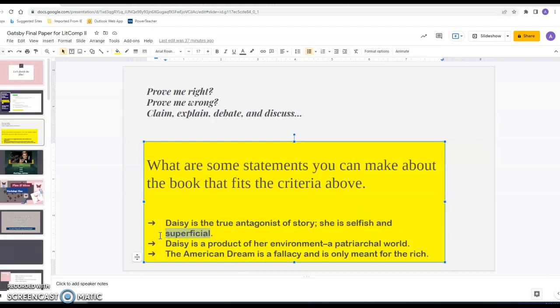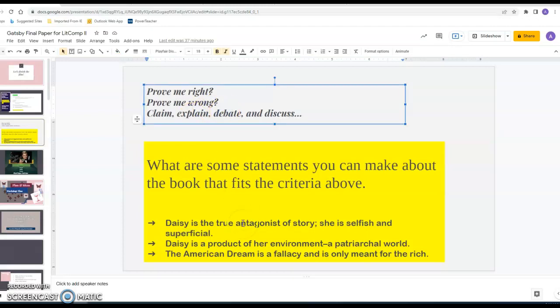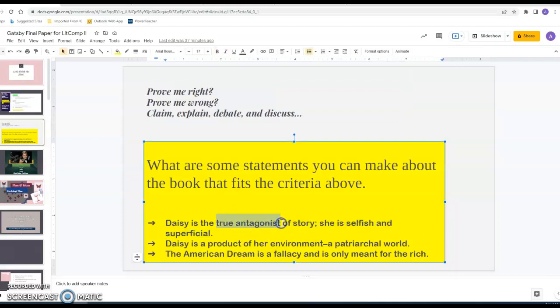And so what I did in these bold statements is I make something that is debatable. I have multiple talking points. This is a talking point. The selfishness is a talking point. The superficiality is a talking point.